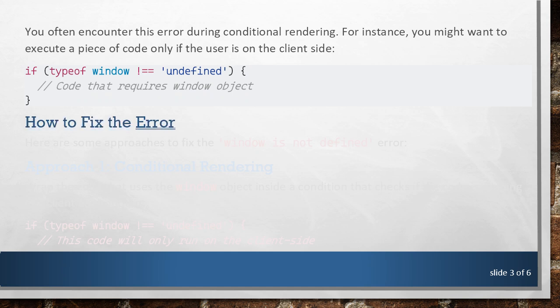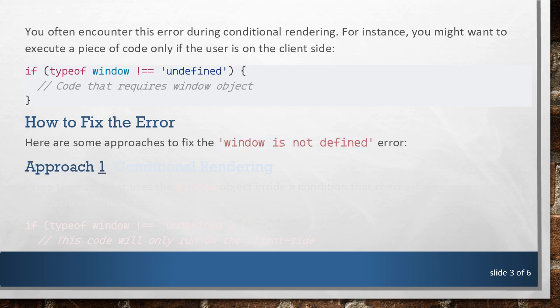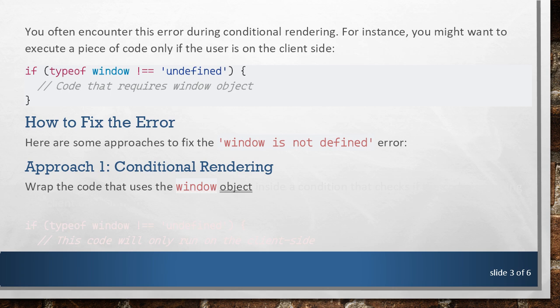How to fix the error? Here are some approaches to fix the window is not defined error. Approach 1: Conditional rendering. Wrap the code that uses the window object inside a condition that checks if the code is running in a client environment.